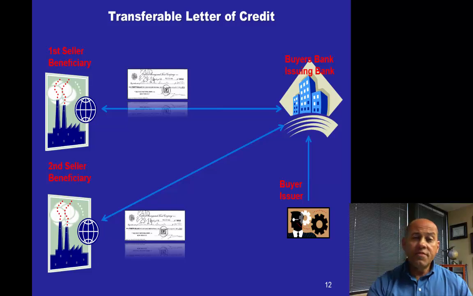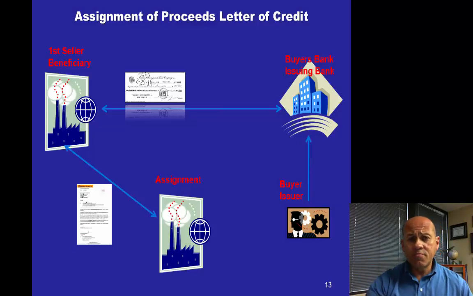So if you want to pay another party or have another beneficiary, there's another way to do it that's not quite as transparent as doing a transferable. And that's called an assignment of proceeds. With an assignment of proceeds, basically the beneficiary or the seller has the right to issue proceeds from their letter of credit to another party. The difference in assignment of proceeds is that the party getting the assignment is not enjoying a bank guarantee. They're not part of the letter of credit.